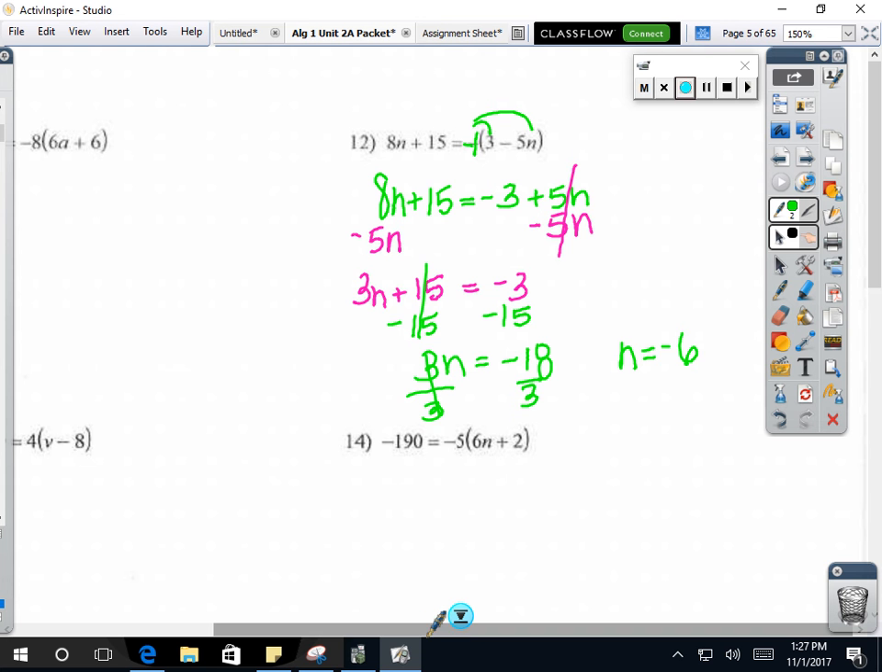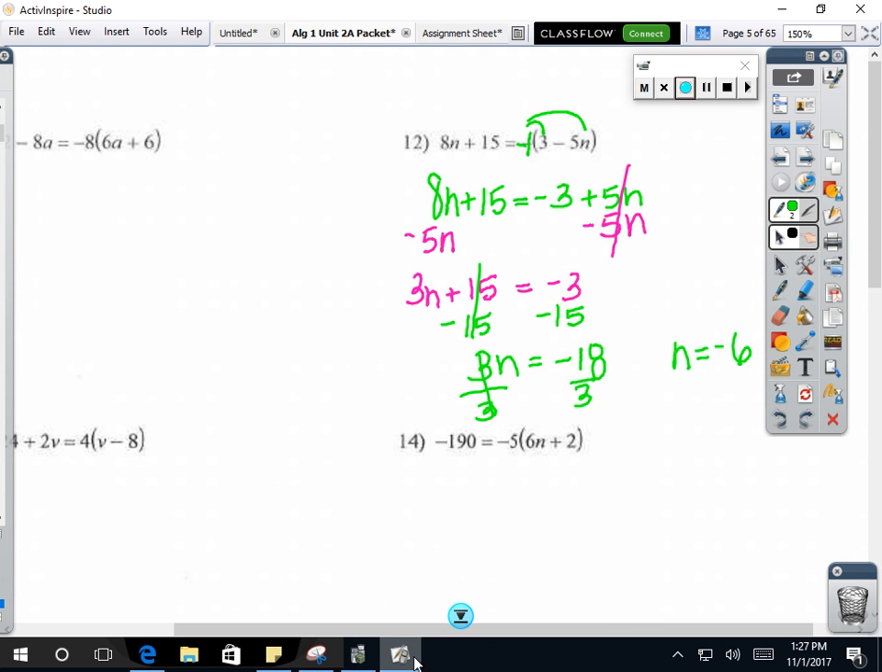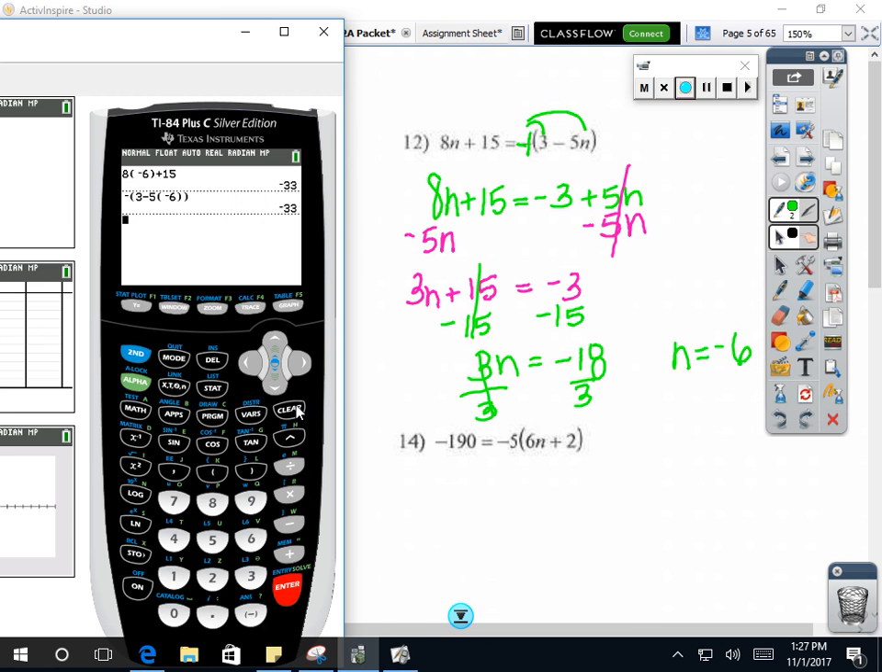Okay, you can even check these kind on your calculator. Let me show you how. Okay, the first thing I'm going to do is I'm going to type in this side, 8n plus 15. But anytime you are plugging in a number for the n, what do you put around that number?